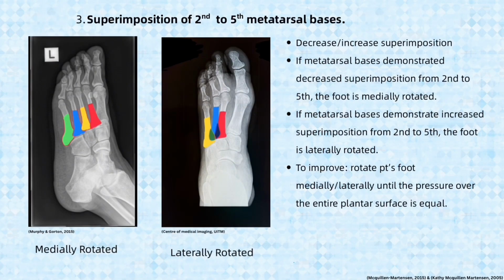Lastly, to detect rotation, assess superimposition of second to fifth metatarsal bases, whether it is decreased or increased. If metatarsal bases demonstrate decreased superimposition from second to fifth, the foot is medially rotated. If metatarsal bases demonstrate increased superimposition from second to fifth, the foot is laterally rotated. To improve this, rotate patient's foot medially or laterally until the pressure over the entire plantar surface is equal.